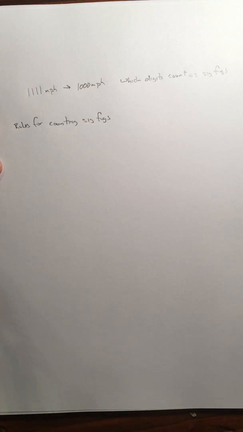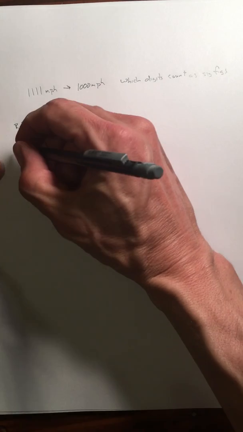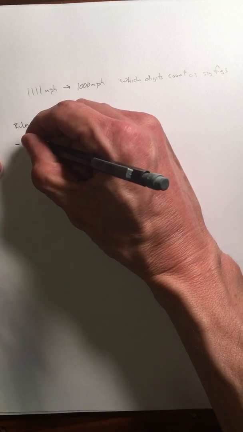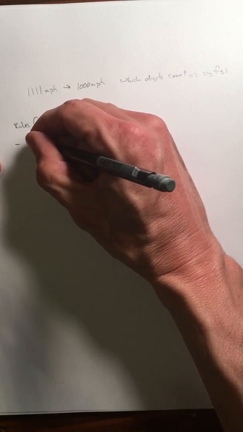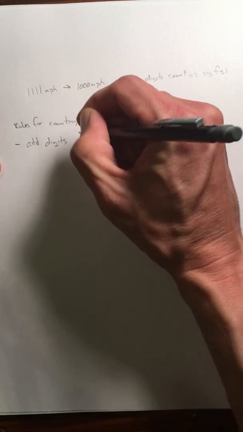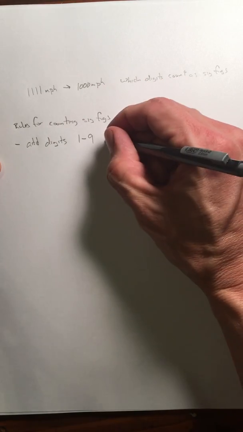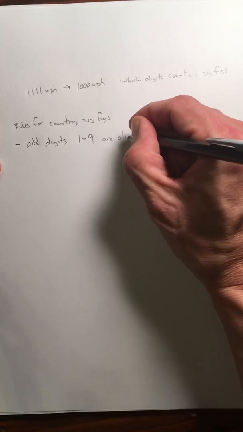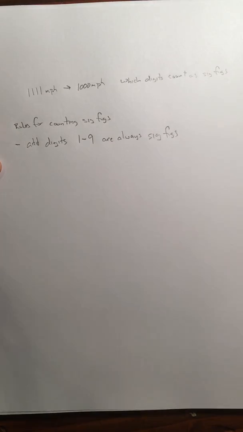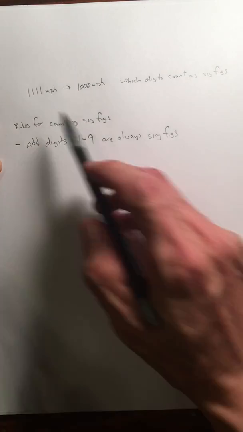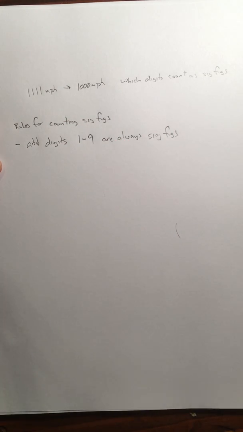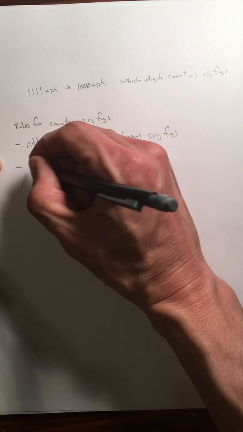The first thing you need to know, very straightforward: all digits 1 through 9 are always significant. So those are easy. All digits 1 through 9 are always sig figs, as it were. And so 1 is always significant. There are 4 ones there. That has 4 sig figs. So the question this leads us to determine is, when do zeros count?